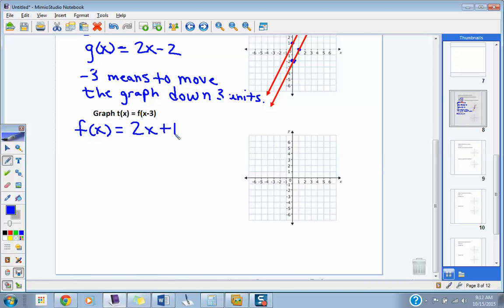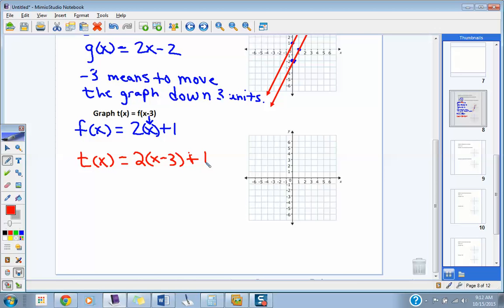Okay? So what they're asking us to do here, guys, is to input. Instead of having just x right here, what are they asking you to input now? X minus 3. Okay, so what this t of x function would then become is the following. T of x is going to equal 2 times, let's input all of x minus 3, plus the 1 here.